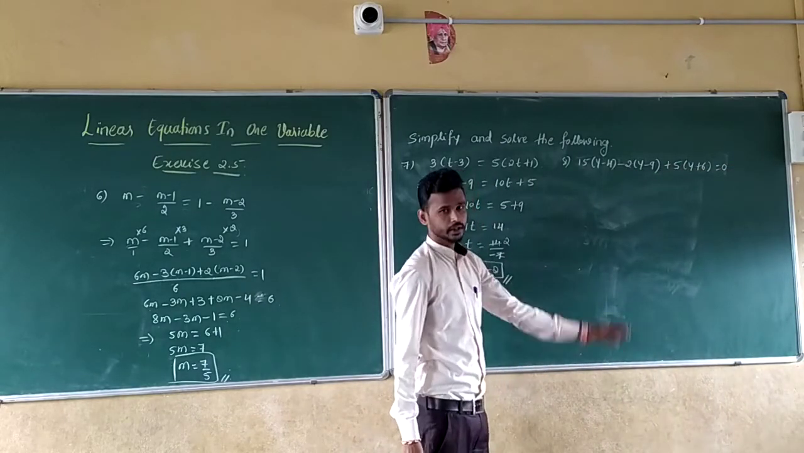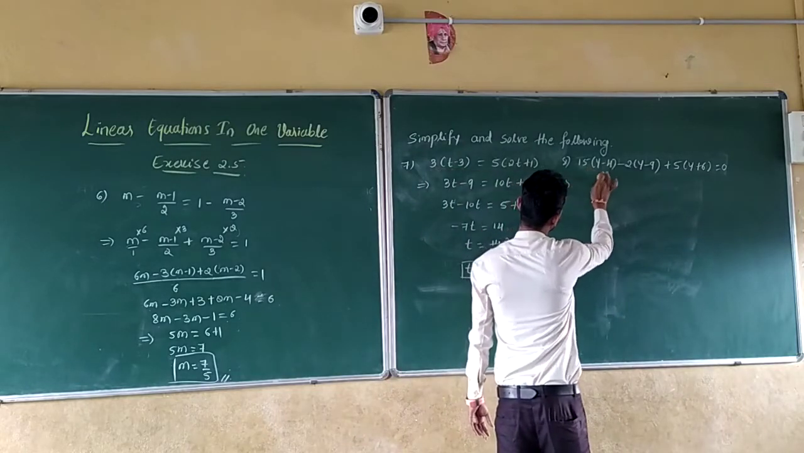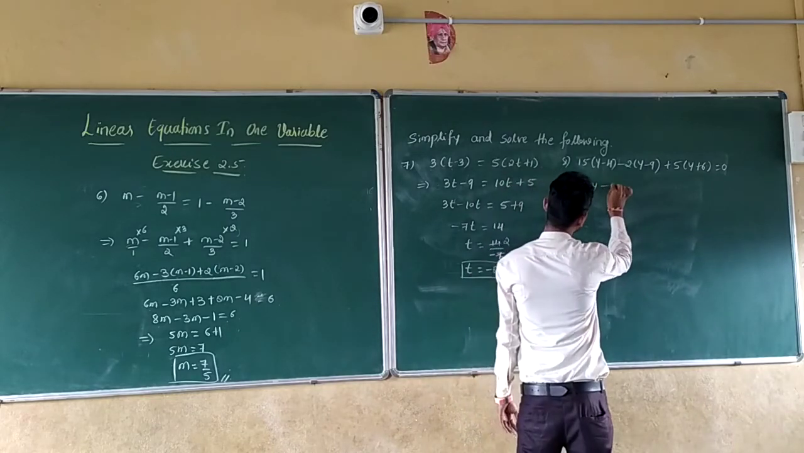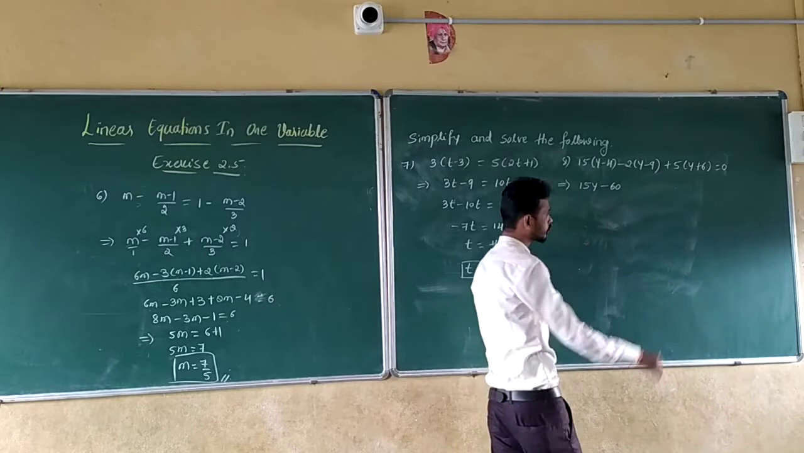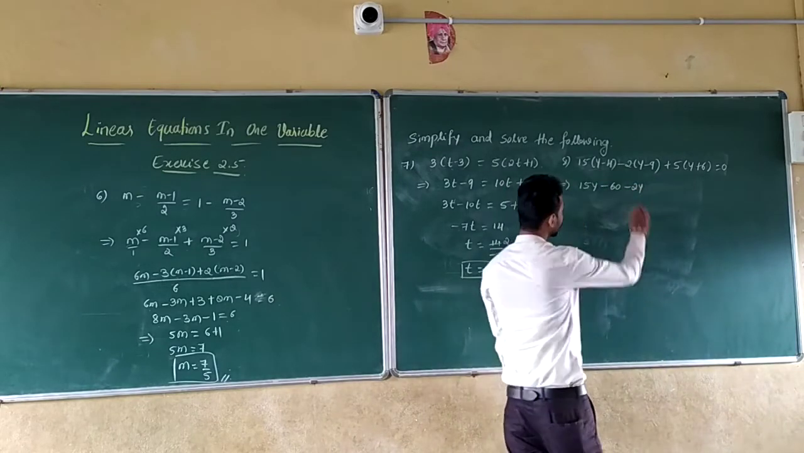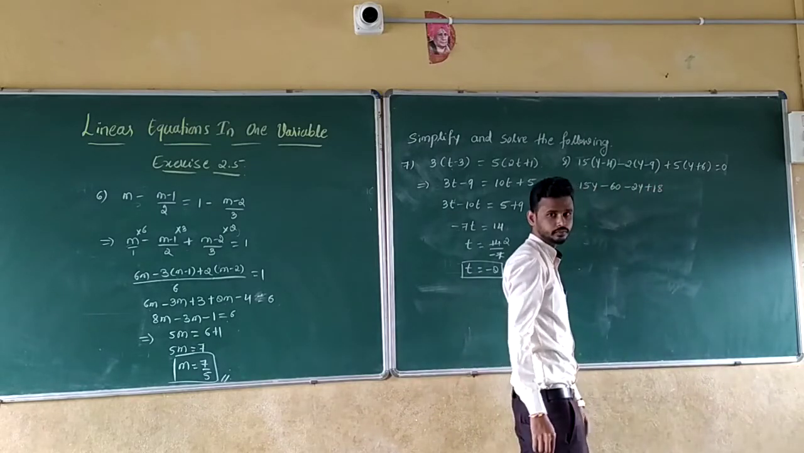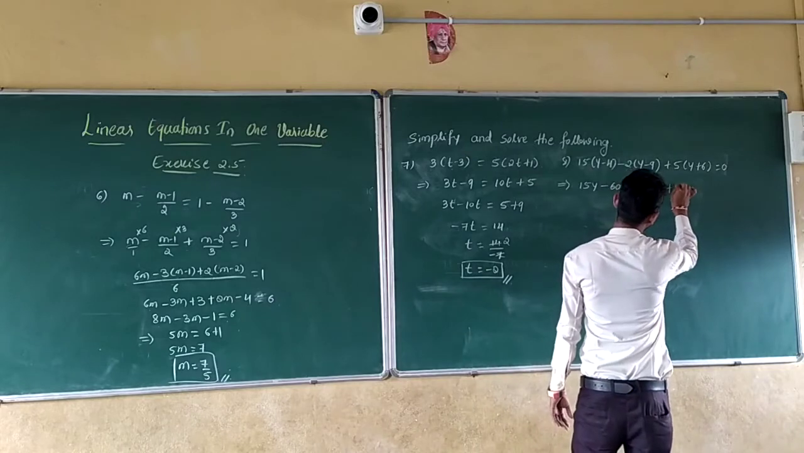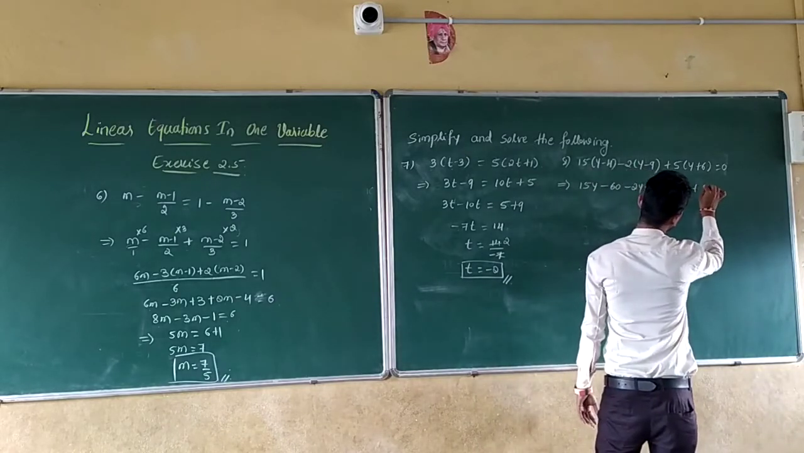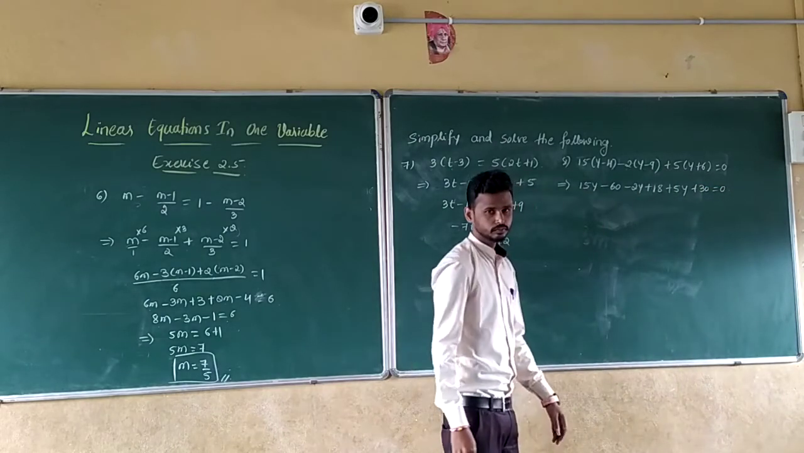So now simplify means multiply the numbers to the brackets first. 15 into y, 15y, minus 15 4s are 60, minus 2 into y, minus 2y, minus into minus plus, 2 9s are 18, plus 5 into y, 5y, plus 5 6s are 30, which is equals to 0.